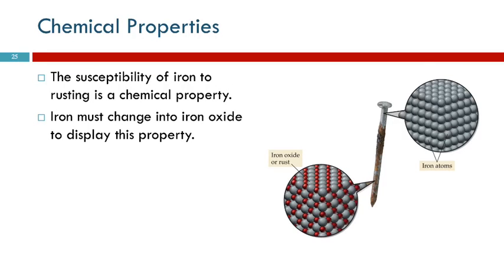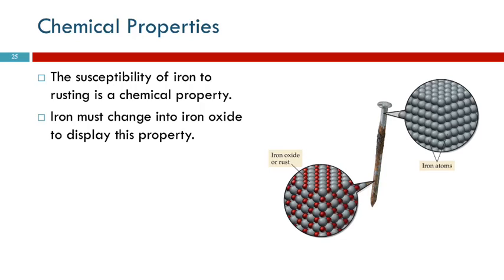A chemical property, though, when you demonstrate it, it changes the substance. So iron rusts. The susceptibility of iron to rusting is a chemical property of iron. When we demonstrate that, here's a nail getting rusty. In the nail, there are iron atoms arranged in a nice crystalline structure. When it rusts, oxygen gets included in the structure, and now the iron oxide or rust has different properties.